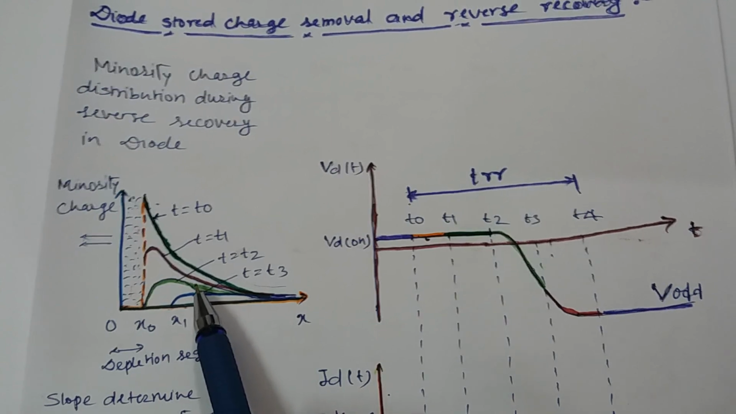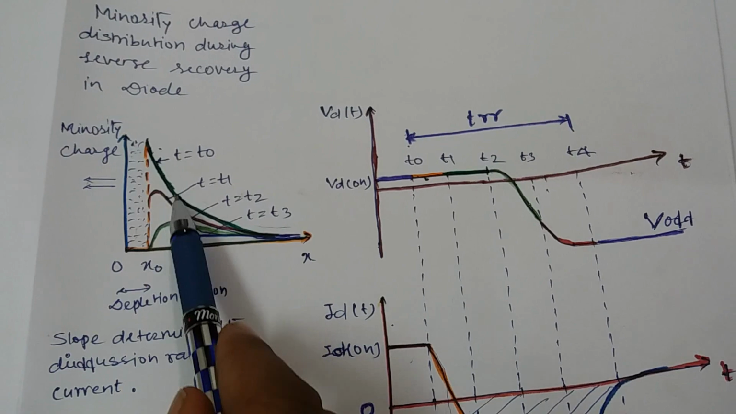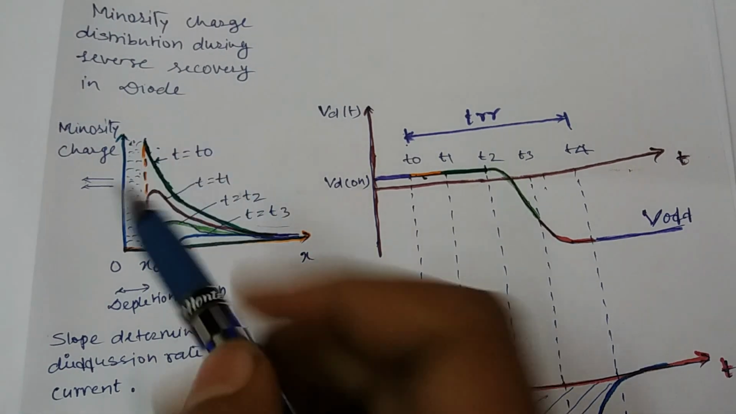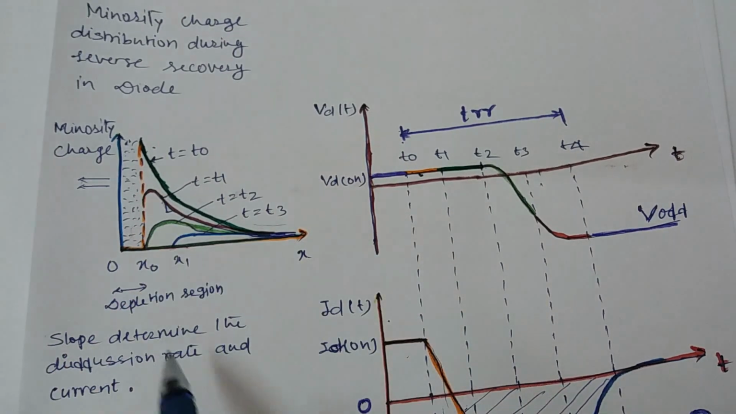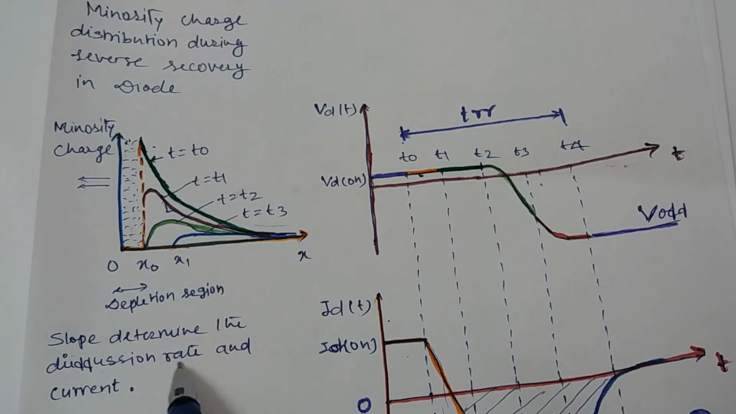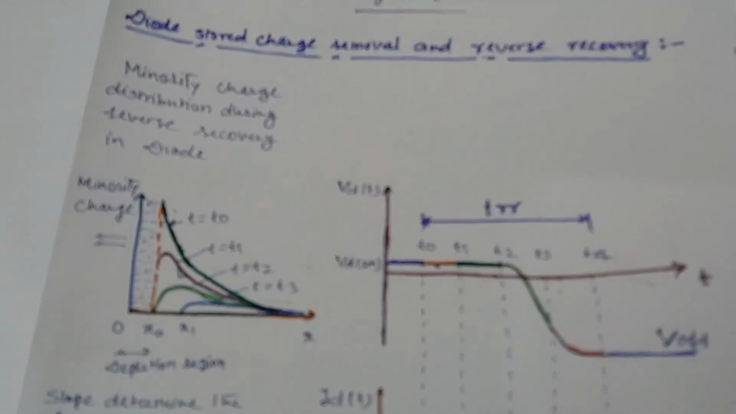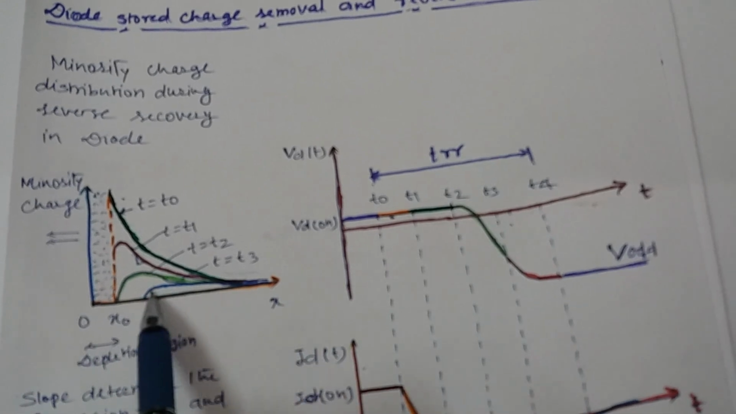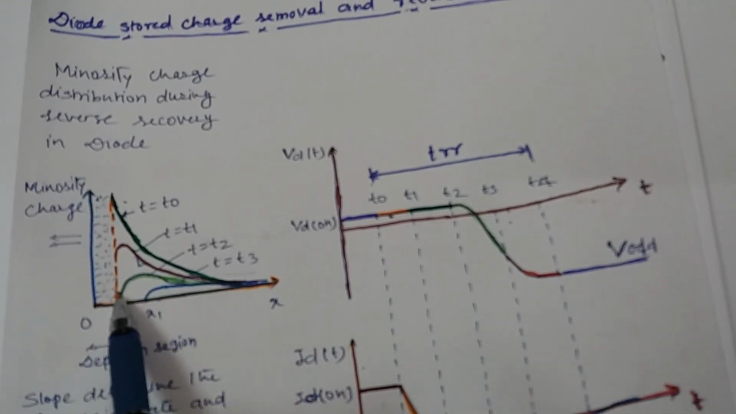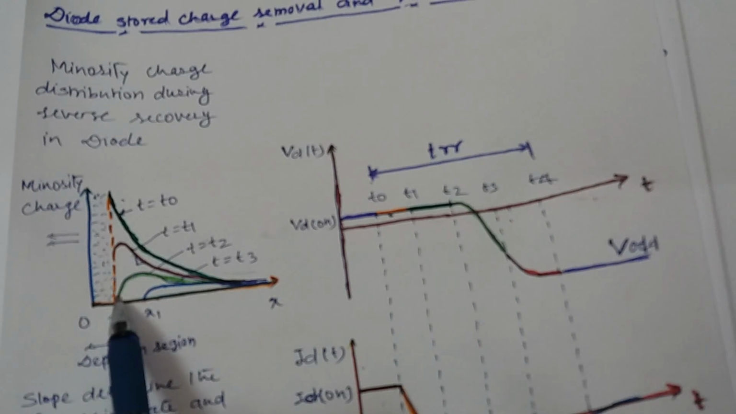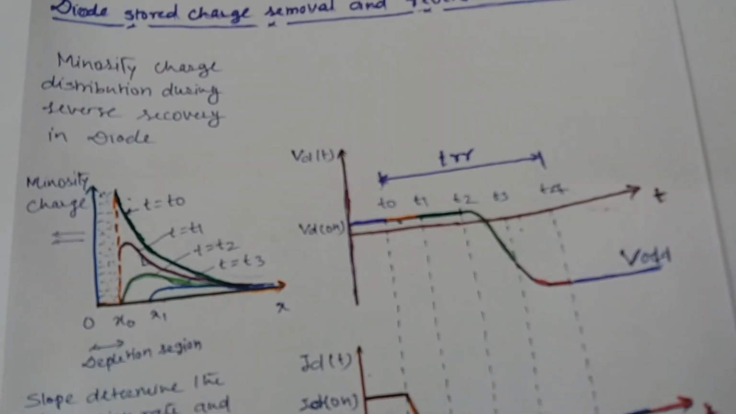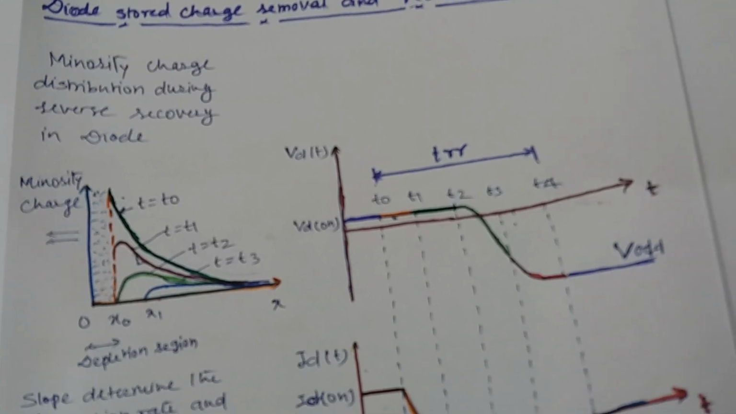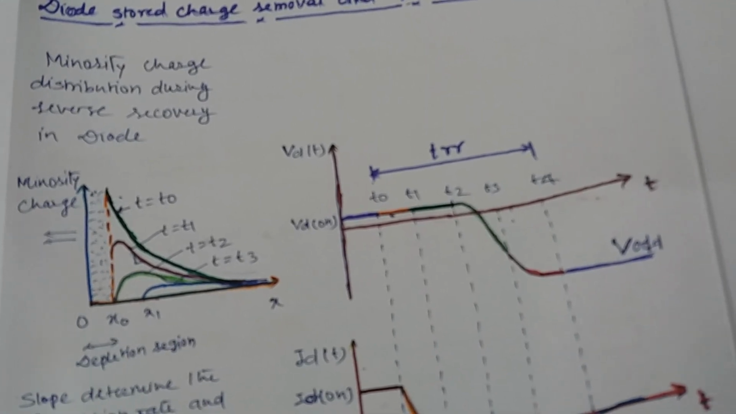One more thing, there is some current slope. This is the current slope, and the slope determines the diffusion rate and the charge and the current. So at the point of t2 you have reduced enough charges, and at that point of time the voltage across the depletion region starts decreasing and goes negative.